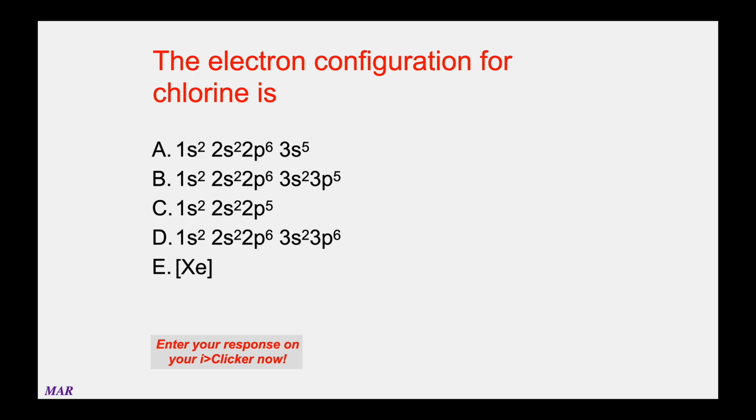I'm assuming that you've worked on the problem and you want to see how you did, so without further ado, let's go ahead. Chlorine on the periodic table is number 17. It's Cl, all right? And 17 means that in neutral chlorine, you would also have 17 electrons.